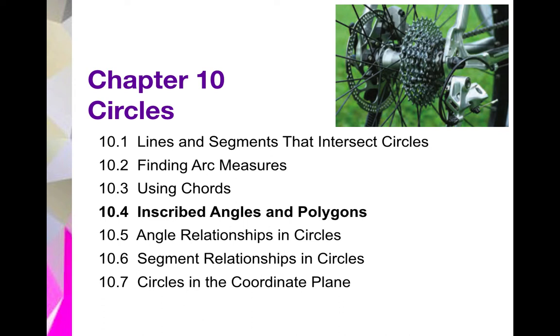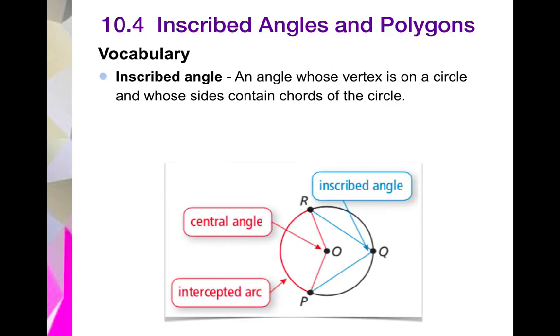Greenstein's Geometry, and we're talking about Chapter 10, specifically Section 4, inscribed angles and polygons that are inscribed inside of circles. So the first thing is inscribed angle. What is an inscribed angle?